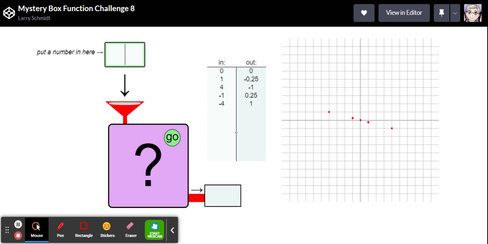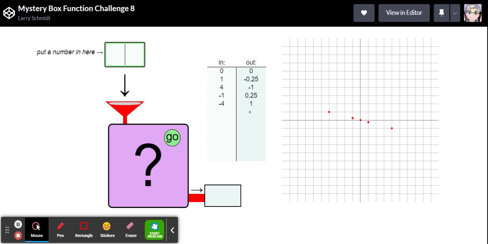Okay, at this point, I think I have a good guess about what's happening. It looks to me like it takes a positive, turns it into a negative, and takes a negative and turns it into a positive. And it also looks to me like it's dividing by 4. So 4 divided by 4 is 1, and then it makes it negative. And then 1 divided by 4 is 1/4, or 0.25, and then it makes it negative.